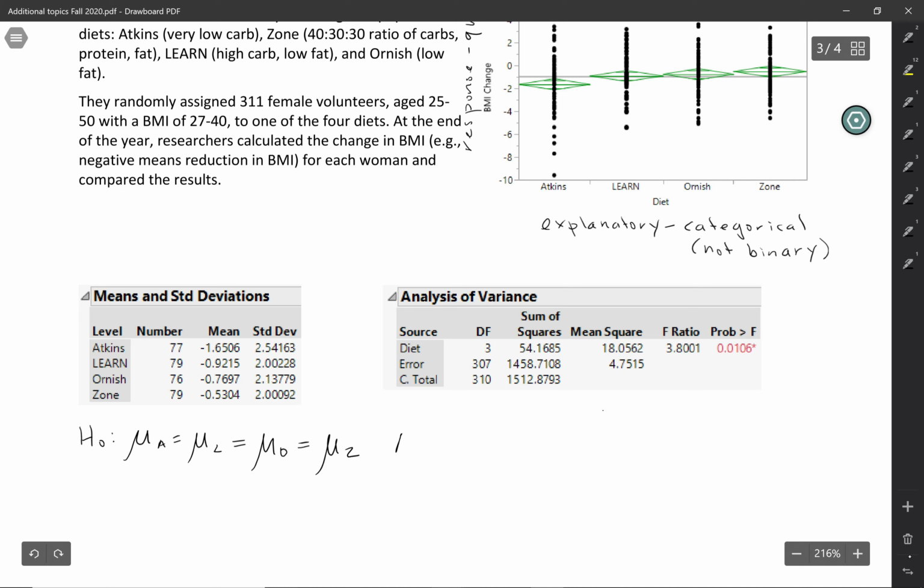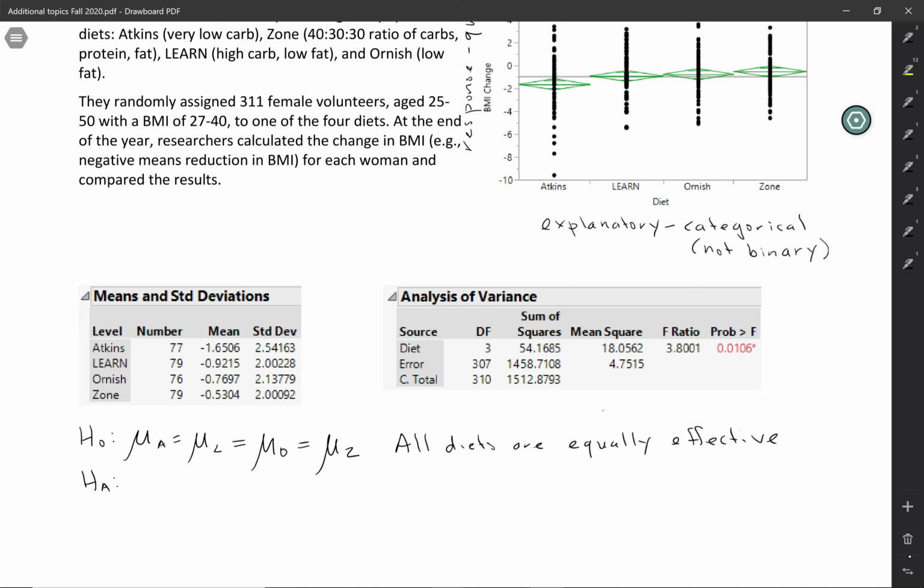All this means is that all the diets are equally effective. We're not necessarily saying that they're not effective at all. We're just saying that there's no difference between the diets. They're all equally effective. And then for the alternative, we've seen this before where we have multiple parameters being compared. The alternative is just going to be that at least one of these is different from the others. So at least one mu is different from the others.